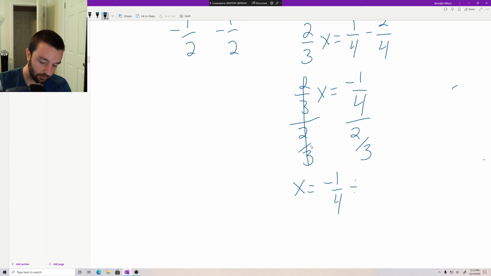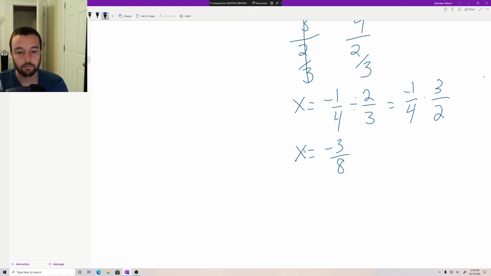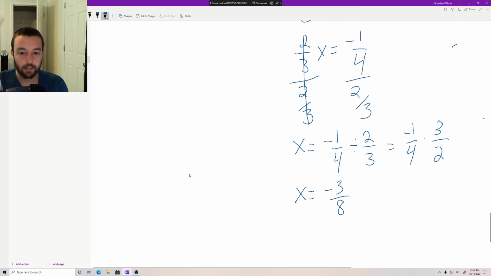So we have negative 1/4 divided by 2/3. Using the same change flip, we have negative 1/4 times 3/2. So overall, we're going to get x equals -3 divided by 8. So we end up getting -3/8.